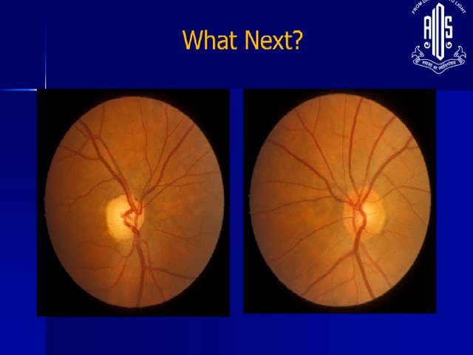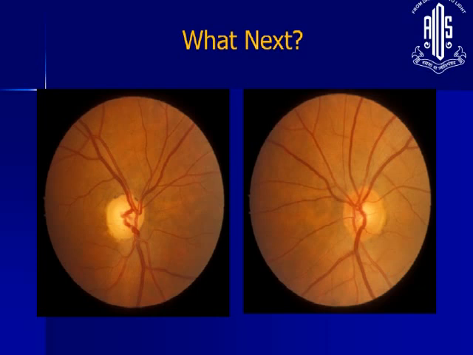So RAPD, color vision, confrontation visual fields, brightness sensitivity test, and contrast sensitivity test. These are the tests that you will perform if you encounter a person like this, where you're not very sure whether a particular optic nerve is abnormal or not.